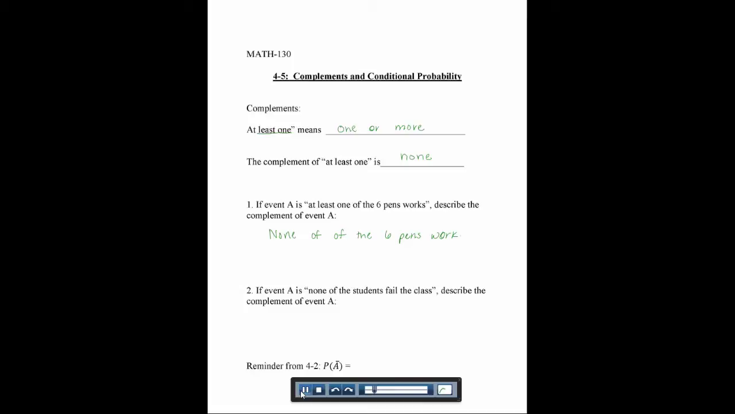Okay, and we can also go the other way. If event A is none of the students fail the class, the complement of event A would be at least one student failed the class.